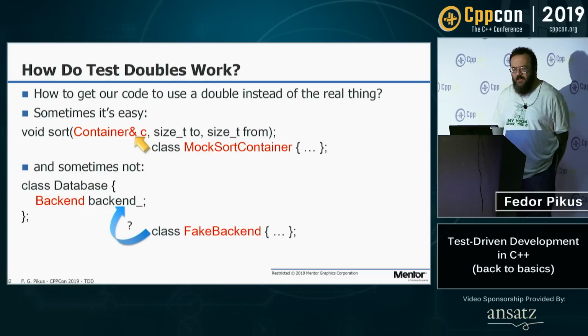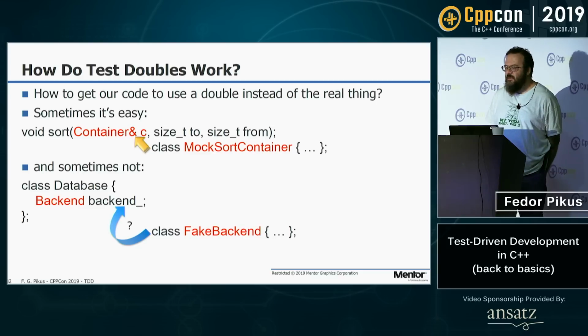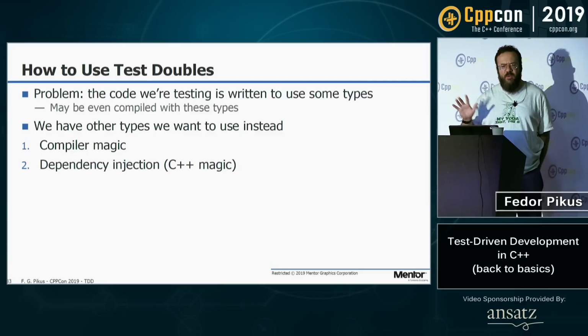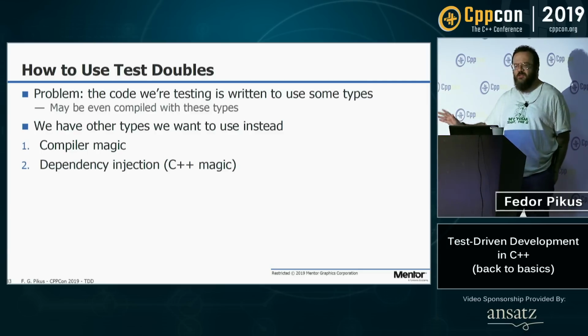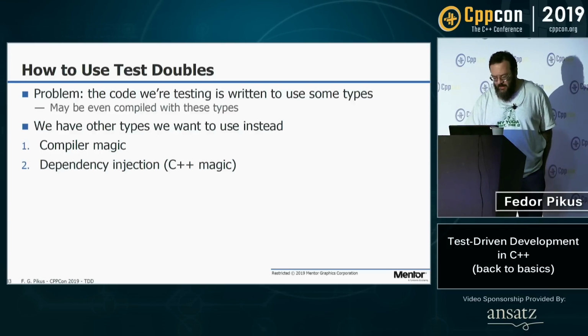Well, here's my database. It has a data member backend. And it's written exactly like that. I have my fake backend class, different type. How do I get it in? Two ways. Well, fundamentally one way, magic. Two sources of magic. You know, arcane and divine, sorry. Compiler magic and C++ magic.